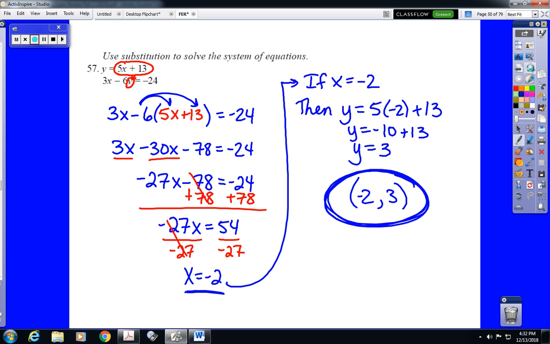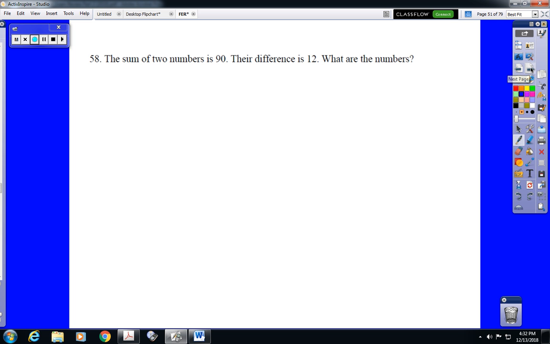Let's move on to number 58. All right, this is a word problem, but it's a pretty easy word problem. It says the sum of two numbers is 90. So we don't know what either one of those numbers are. So our two numbers are going to be x and y. Okay? So it says the sum, which is addition, of those two numbers is 90. So x plus y equals 90. Then it goes on to say their difference, which is subtraction, so x minus y is 12.